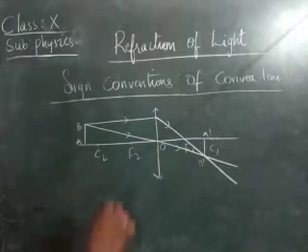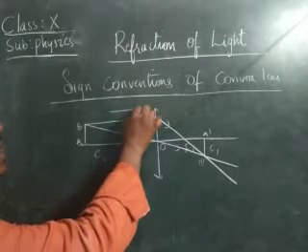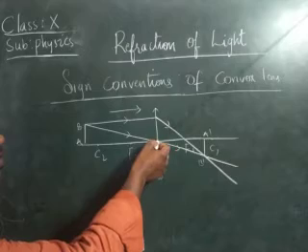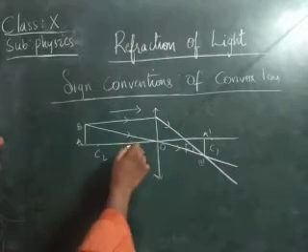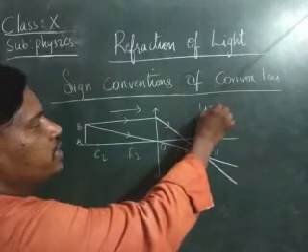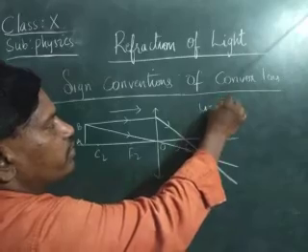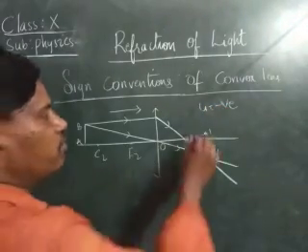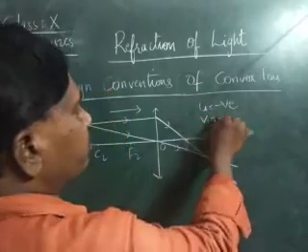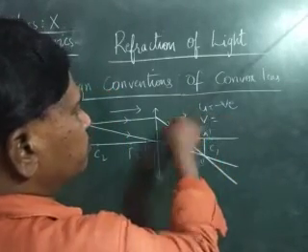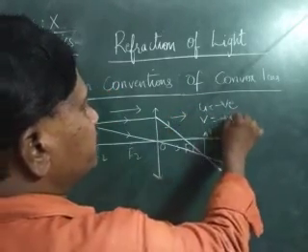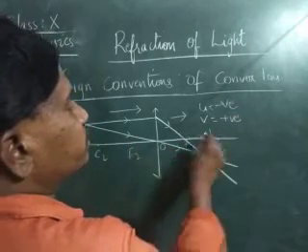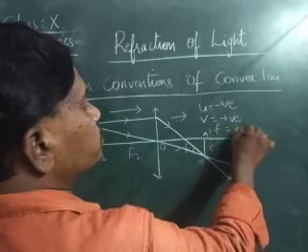Therefore, what is the direction of incident light, children? This is the direction of incident light. Therefore, where is the object? This side. We should measure from the optic center. Therefore, what is u? u is negative. What about v? Where is the image? This side, the direction of incident light. Therefore, v is positive. Where is f? This is f, not this one. F1 we should take. Therefore, f is also positive.